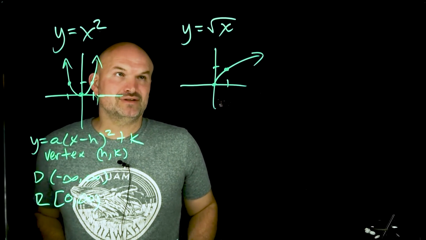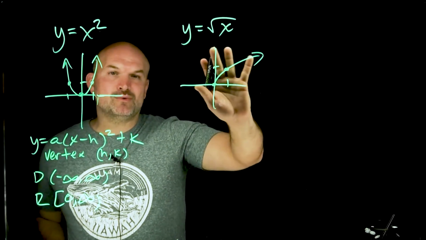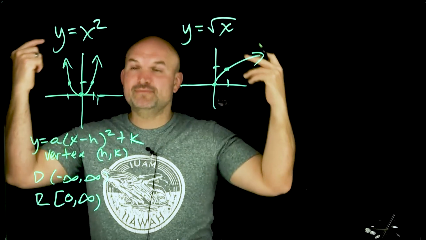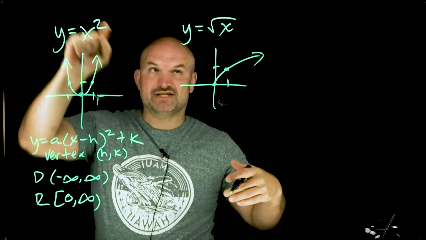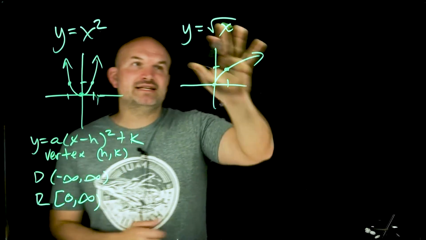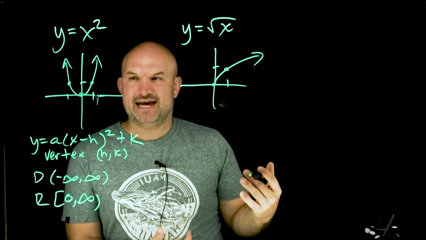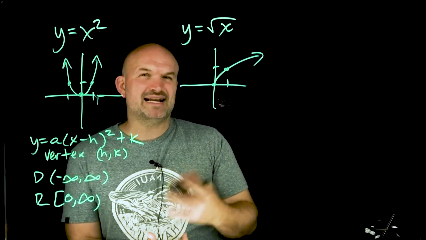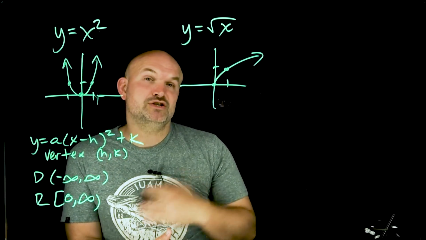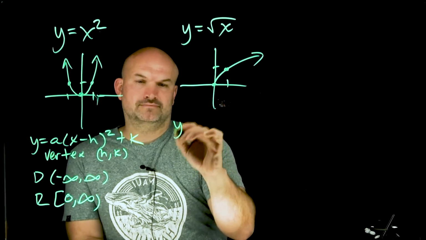Now, here's the kicker, ladies and gentlemen. The transformations of our square root function are the exact same over here. The only difference is going to be what the function is. This is going to be x squared. This is representing the square root of x. Now, in this case, we don't like to represent our transformations with h and k because in simple terms, it's not really representing a vertex per the definition that we used over here. So in this case, we're going to use a, b, c, and d.